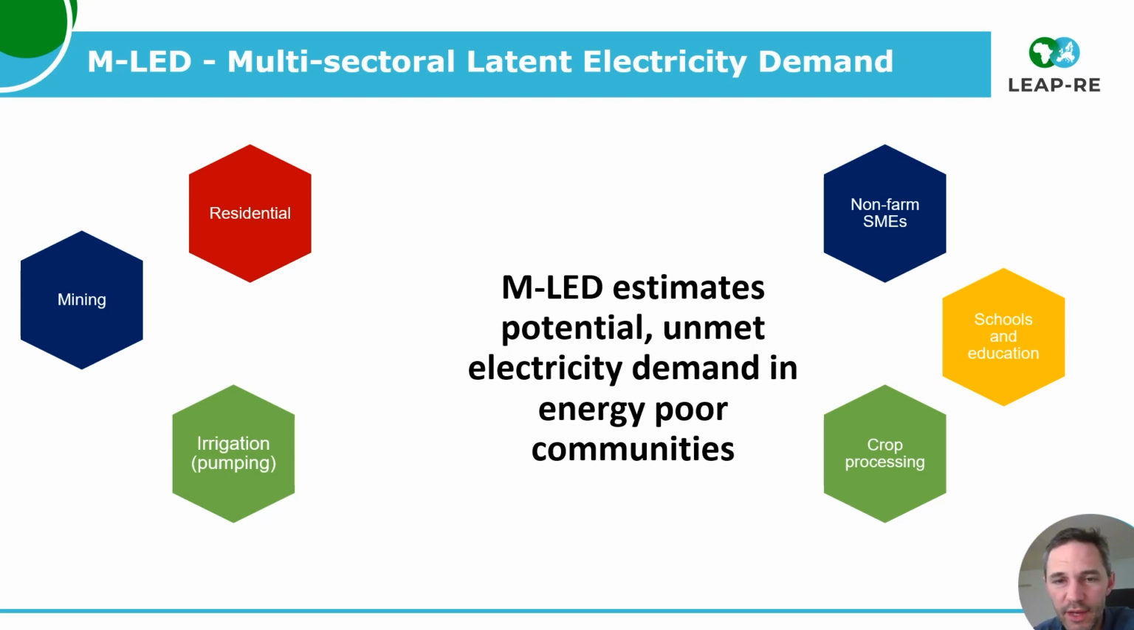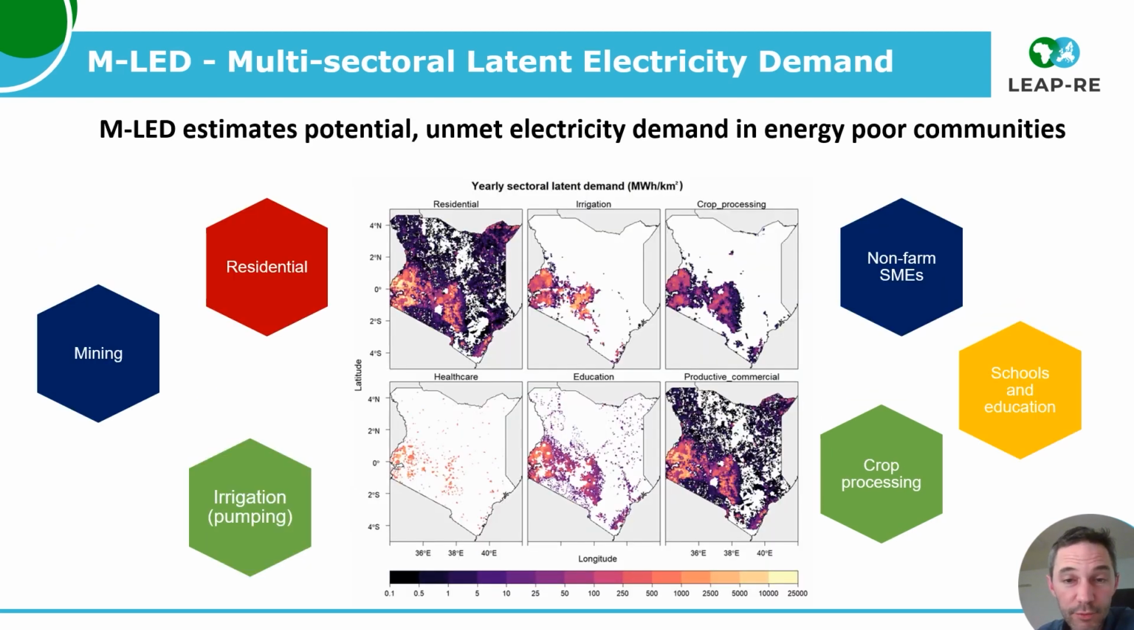MLED helps us estimate what the actual potential energy use could be if this energy was available across different types of uses, including residential, business purposes, agriculture, irrigation, and so forth. It combines really high resolution spatial data, big data, and also bottom-up energy modeling approaches so that we can map those demands for the different uses across the country.